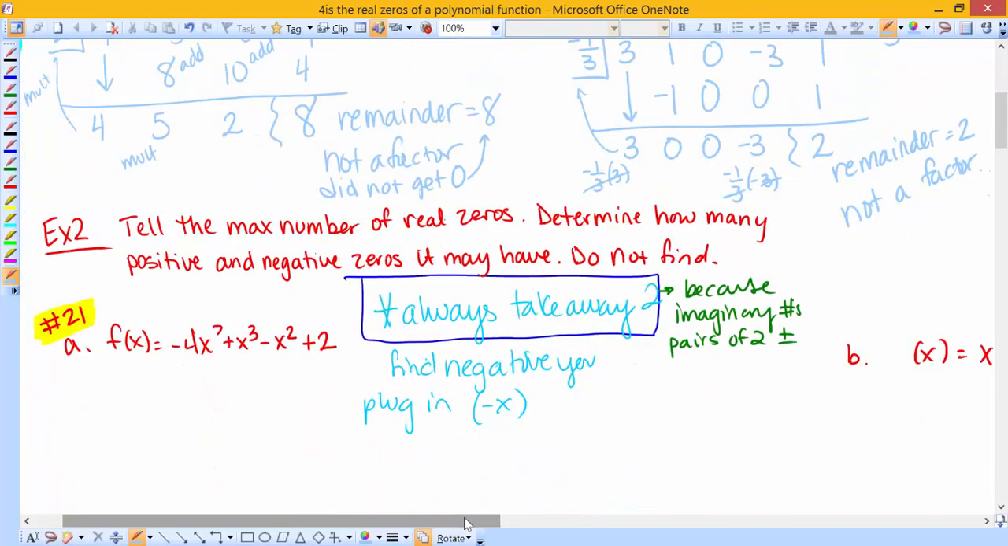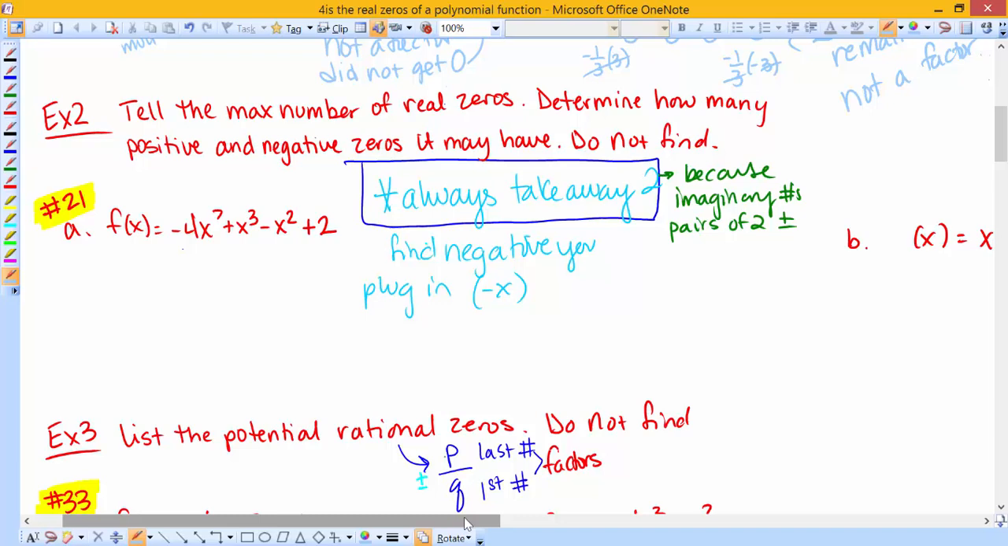So let's look at example 2 now. Example 2, tell the max number of real zeros. That's going to be coming from the fundamental theorem of algebra that you guys did go over in Math 3. And then we're going to determine how many positive and negative zeros there might be. So we're just determining right now. For example, here in A, A has 7 possible zeros. Where am I getting that number from?